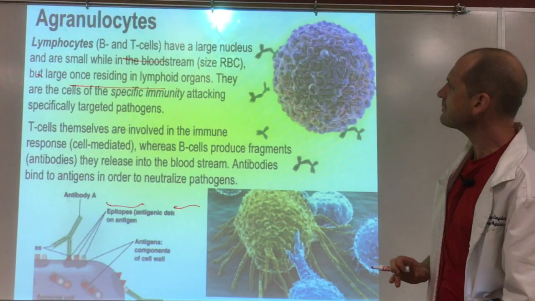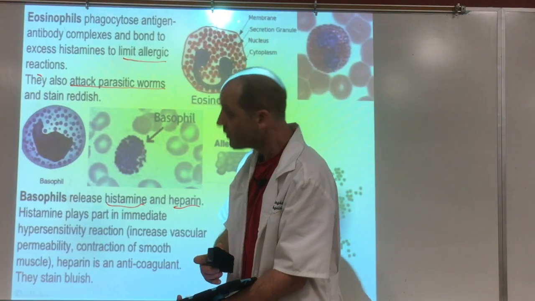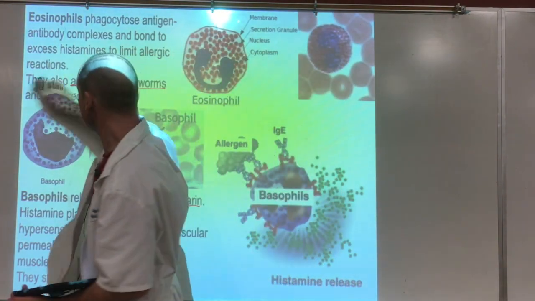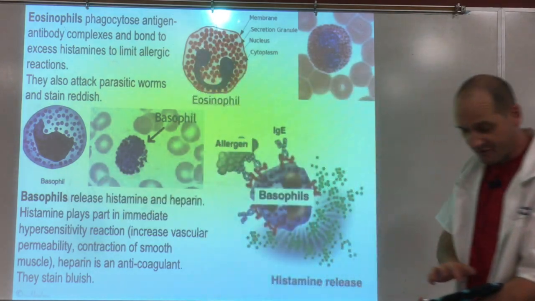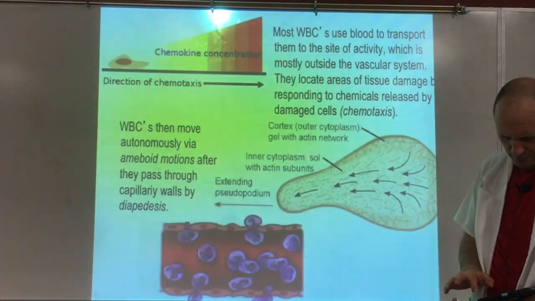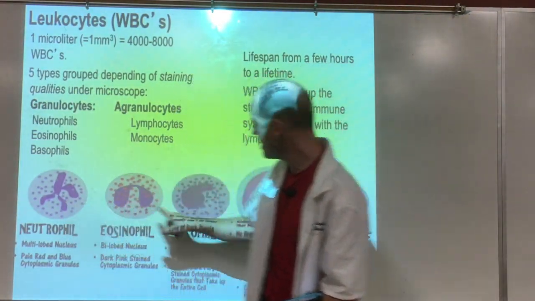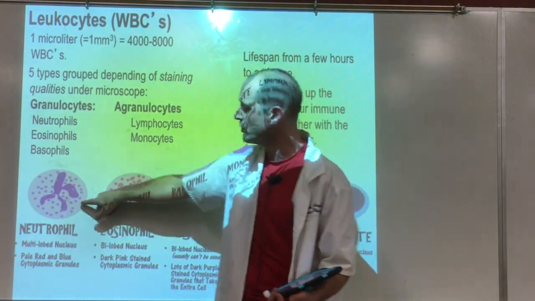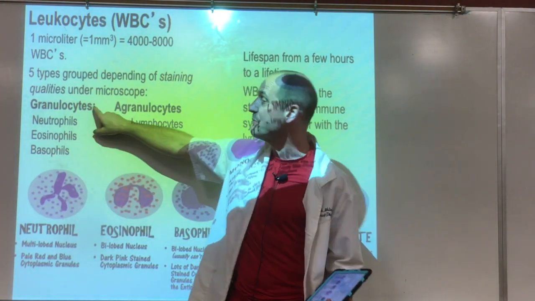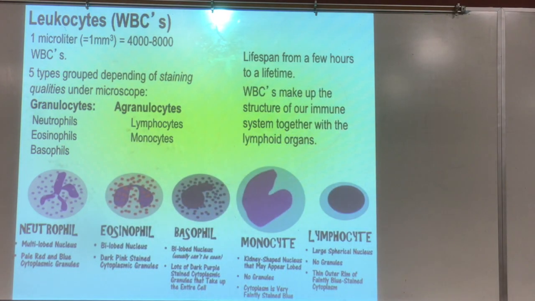I think no. And then those three, when they stain, they have granules in them. See here? Those three, the first ones I talked about, they have little stains on them, little granules. And so they call them granulocytes. So when they stain, they look like that.